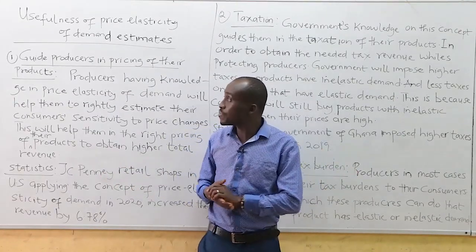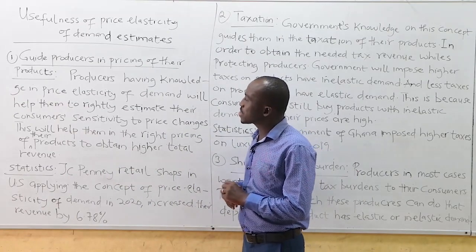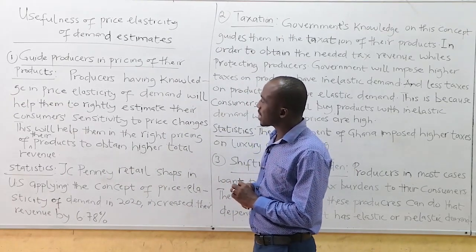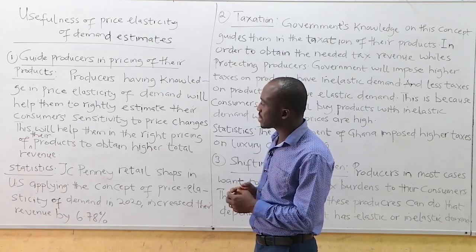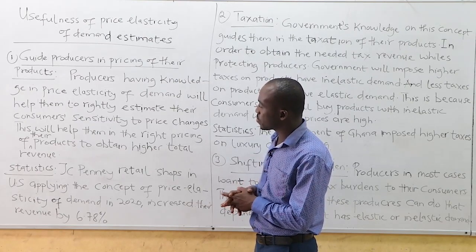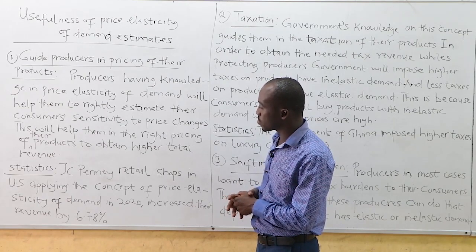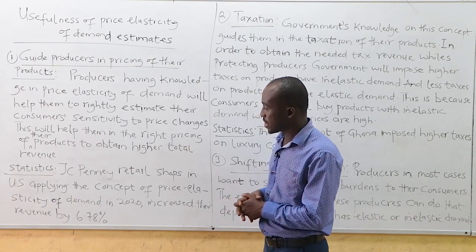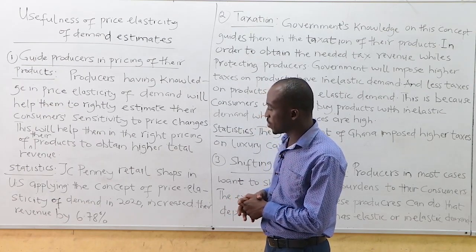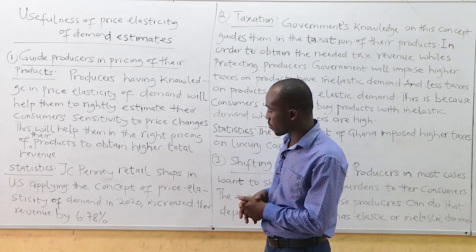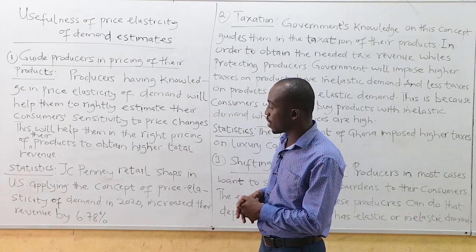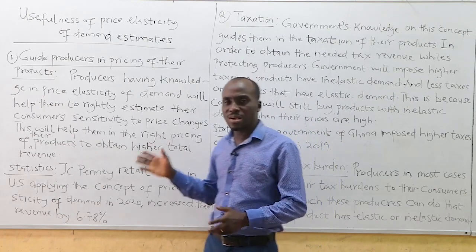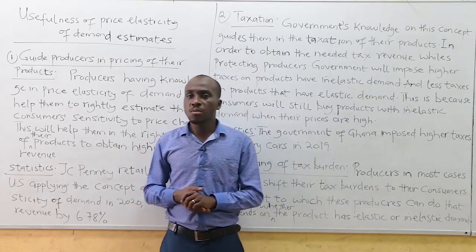What is the relevance? Number one, it guides producers in pricing their products. Producers having knowledge of price elasticity of demand will help them rightly estimate their consumers' sensitivity to price changes. This will help them price their products rightly to obtain higher revenue. For example, JC Penney, a retail shop in the US, applied the concept of price elasticity of demand in 2010 and increased their revenue by 6.2%.